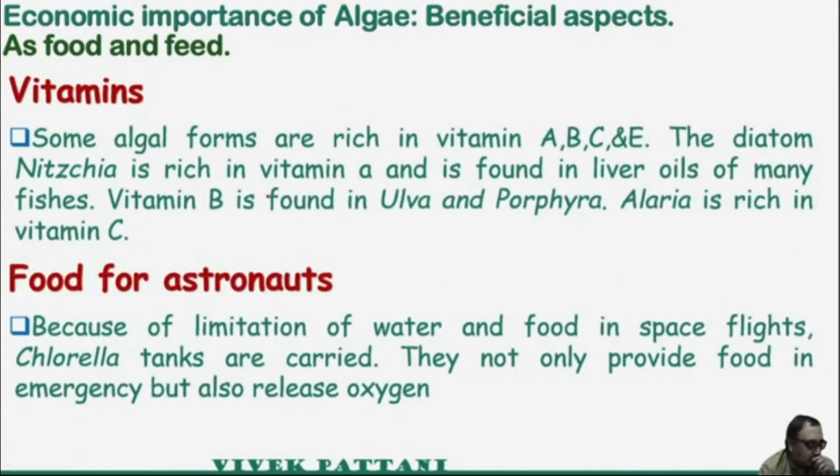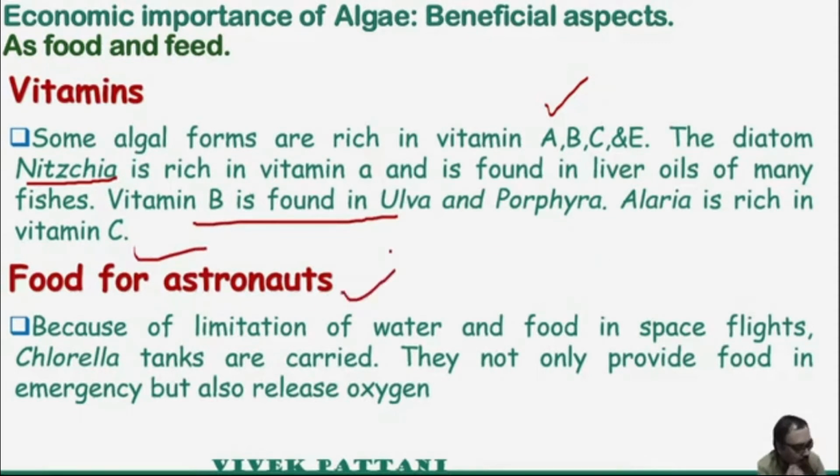Next comes the vitamins. Some of the algal forms are rich in vitamin A, vitamin B, C, and E. One of the diatoms, Navicula, is rich in vitamin A and is found in the liver oils of many fishes. Vitamin B is found in Ulva and Porphyra, and Alaria is rich in vitamin C. They are also used for foods for astronauts.